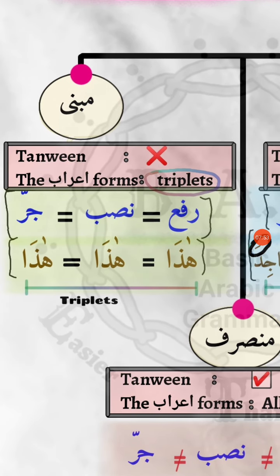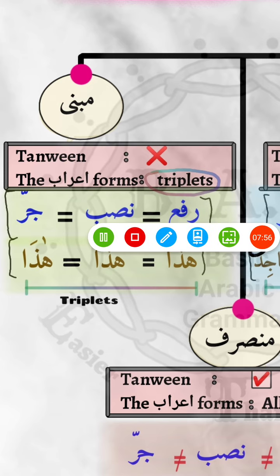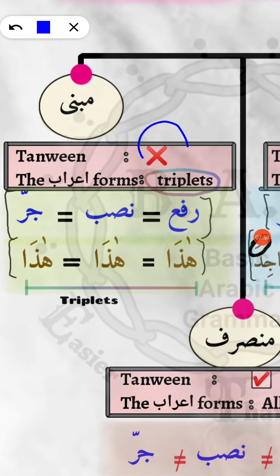All right, and then we have the last group, which is called mabni. Do they carry a tanween? No, they do not. And the Arab forms, they are triplets, and they're all identical. Okay, so Rafa form is equal to Nasab form, which is equal to Jar form, which means, for example, we have the word haza. Haza means this in English, and we can see that the Rafa form of Haza is identical to the Nasab form of Haza, which again is identical to the Jar form of Haza. Therefore, Haza, Haza, Haza. Okay, hence triplets.